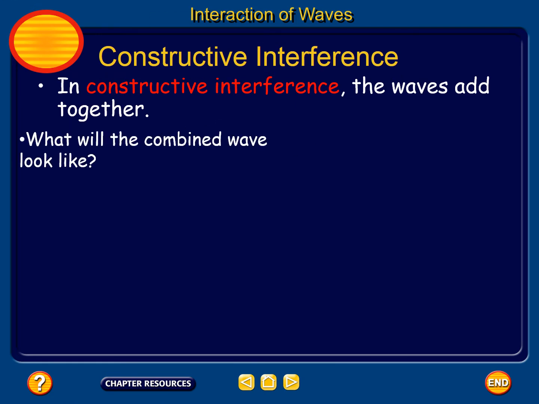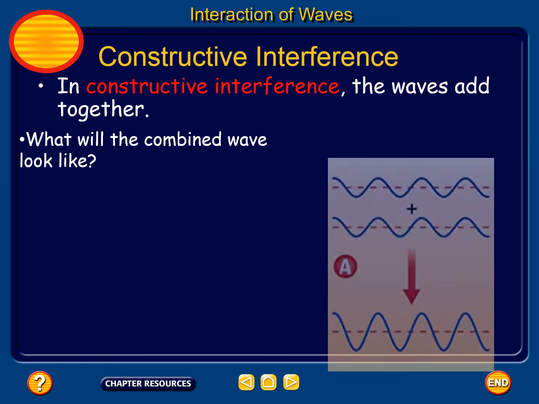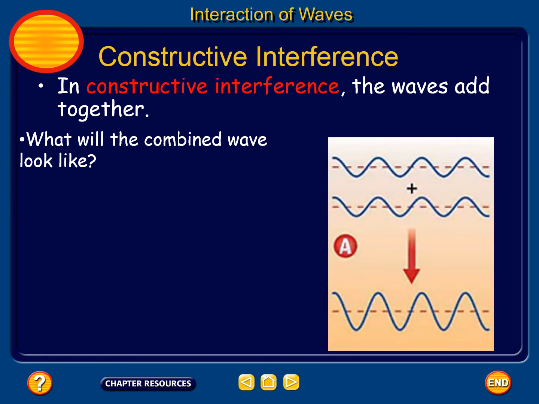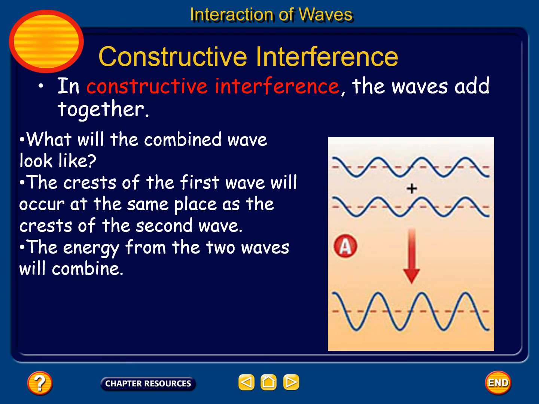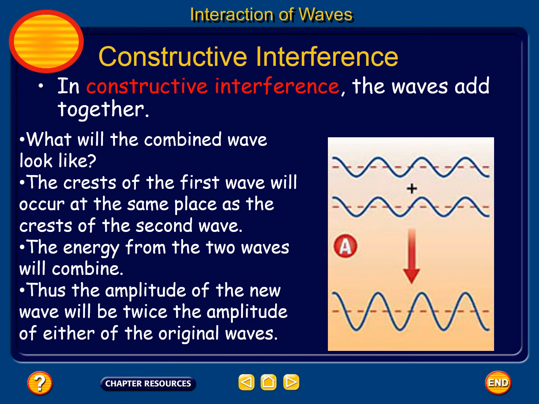What will the combined wave look like? So you can see in this picture, the crest of the first wave will occur at the same place as the crest of the second wave. The energy from the two waves will combine together. Thus, the amplitude of the new wave will be twice the amplitude of either of the original waves.